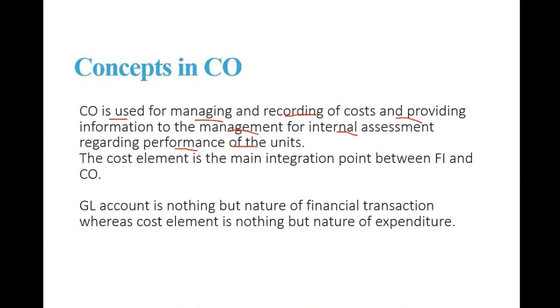The main objective of the controlling module is internal reporting, whereas FA is for external reporting. When you are doing controlling, the main integration between FA and CO is the cost element. The cost element is nothing but the GL account in FA. Of the GL accounts, we use only the profit and loss accounts as cost elements in CO, not all the GL accounts.